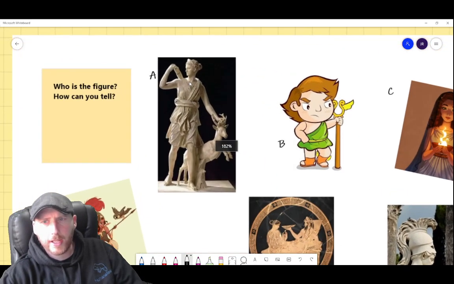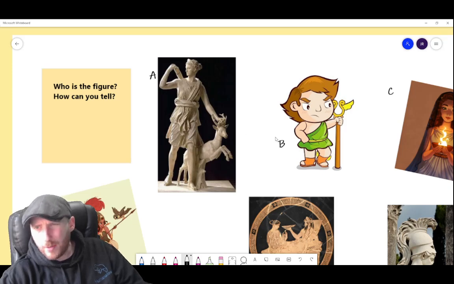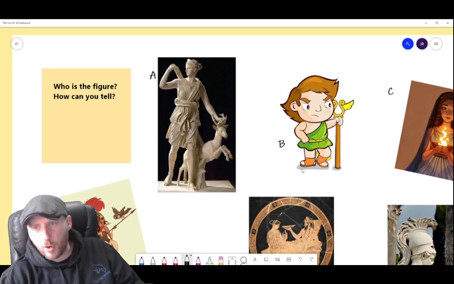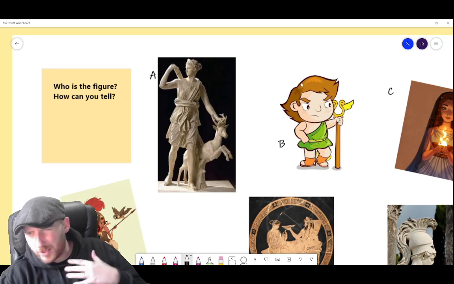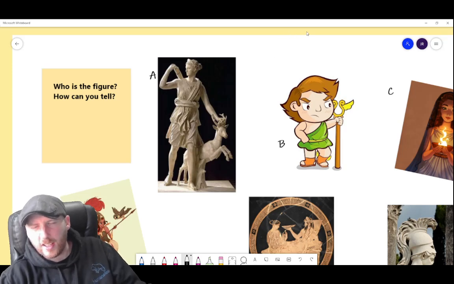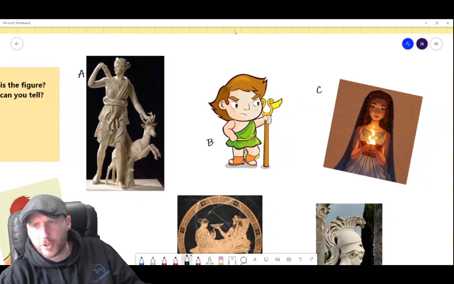So there's A and B there. We have a goddess and a god. Now, in our exam, they wouldn't use modern sources like this. They would always use ancient ones. But just for this exercise, I think using some modern sources is fine.